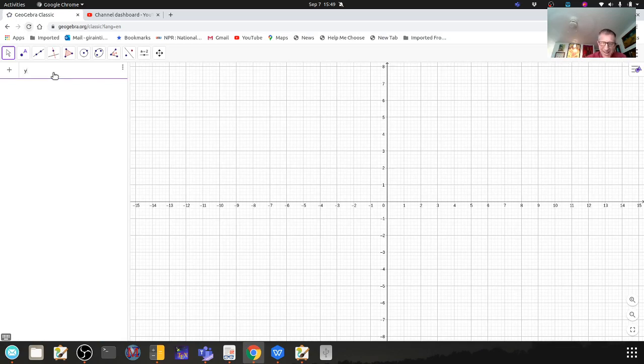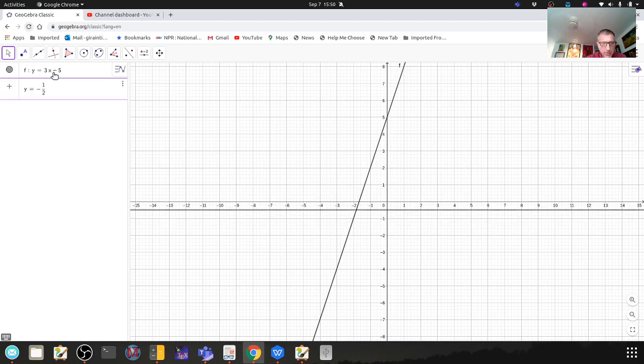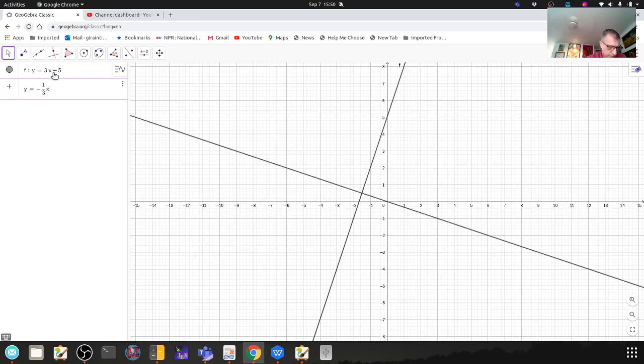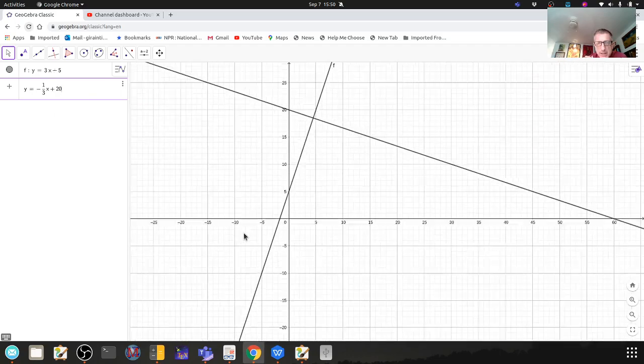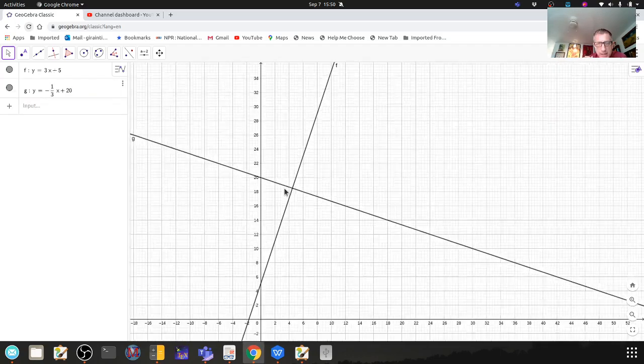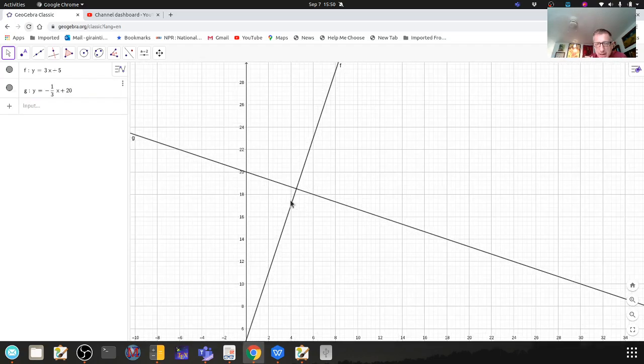So y is equal to 3x plus 5. Here's line 1. And y is equal to minus 1 divided by 3, 3x plus 20. That's fine. Since it's plus 20, it's way up there. And you can see right there, it's perpendicular. And we can actually play around with this.